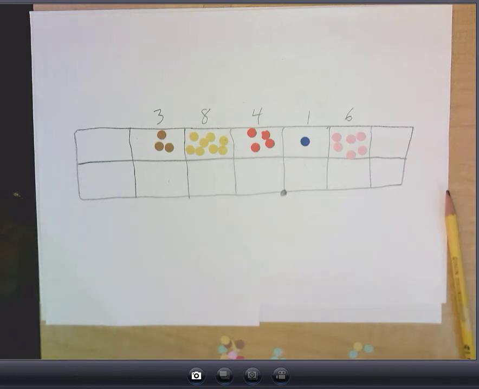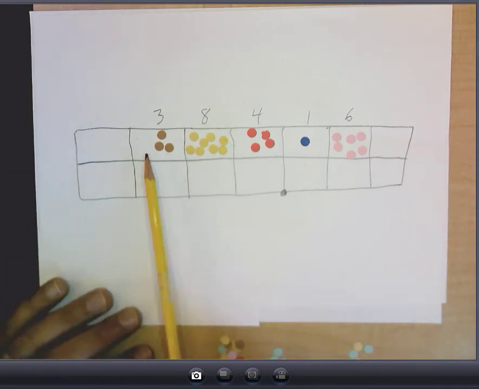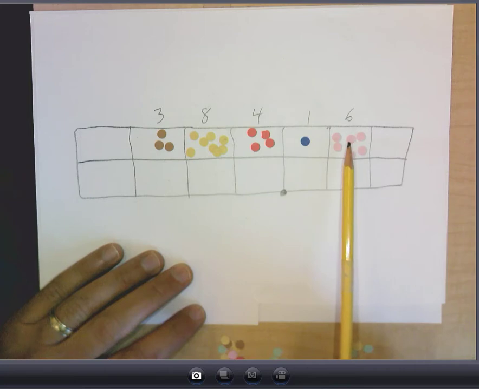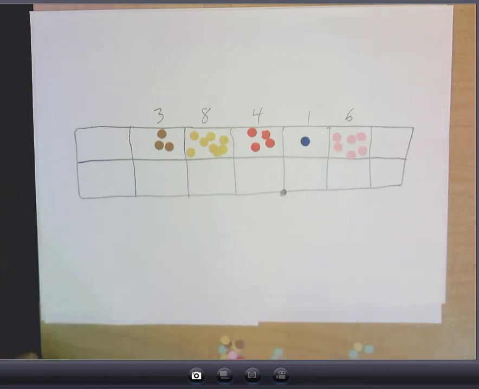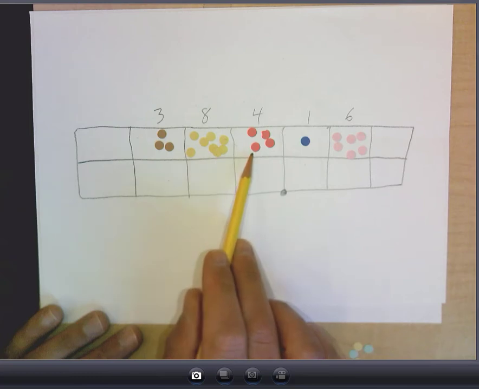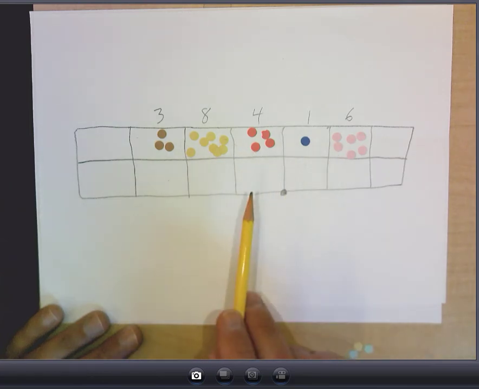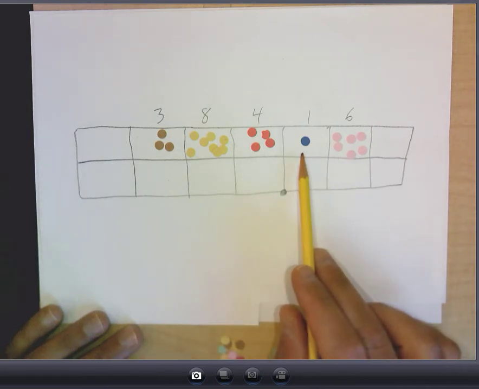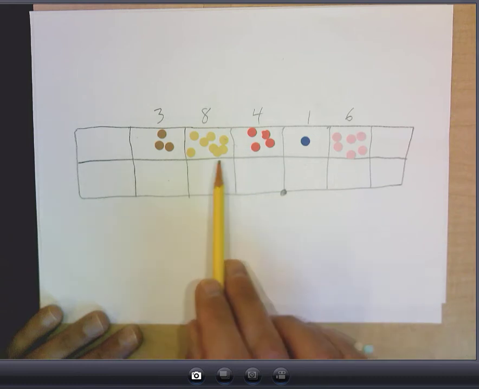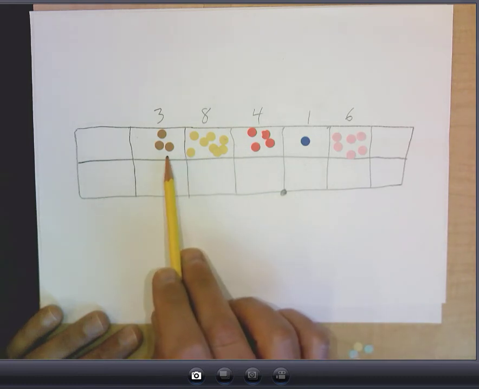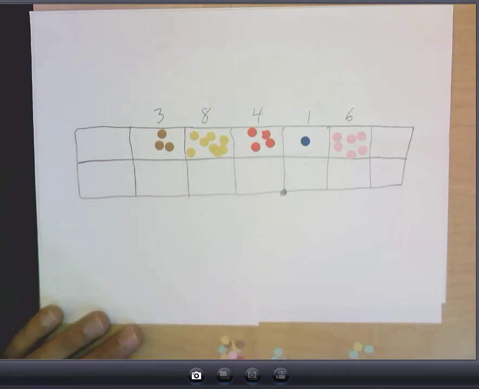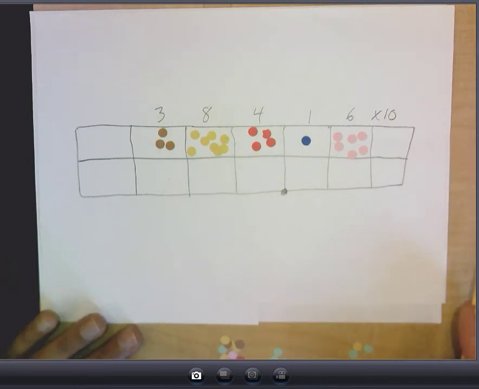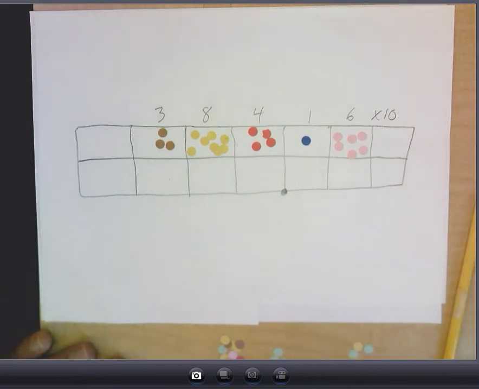Okay, so we've got our dots, and I have 3 dots here, 8 dots here. Oops, stay there. 4 dots here, 1 dot there, and 6 dots here. So that stands for 384.16. And this, so there's 6 hundredths, 1 tenth, 4 ones, 8 tens, and 3 hundreds. We're going to multiply this number by 10. Okay? I'm going to pause the video again because I'm going to need a lot more dots.